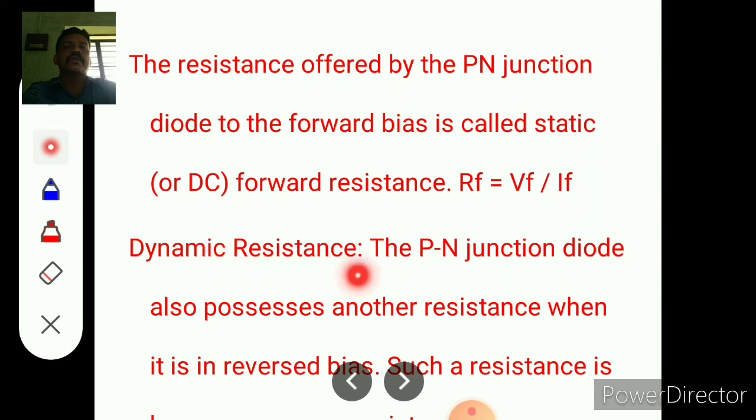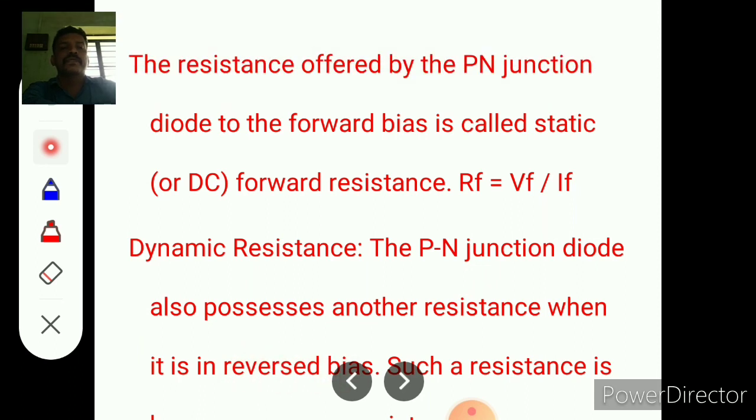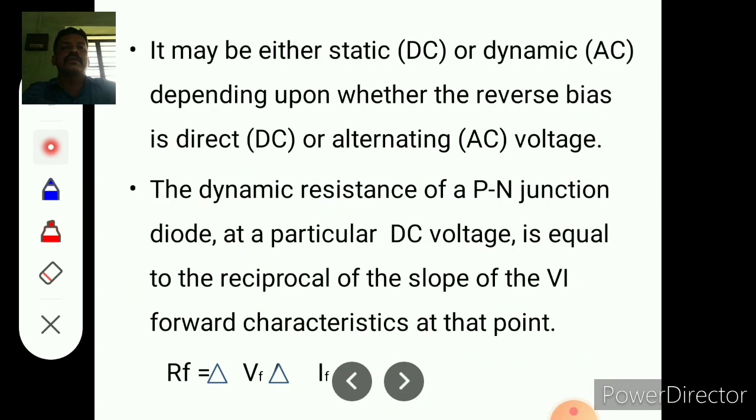Dynamic resistance. The PN junction diode also possesses another resistance. Such a resistance may be either static DC or dynamic AC depending upon whether the applied bias is direct DC or alternating AC voltage. The dynamic resistance of a PN junction diode at a particular DC voltage is equal to the reciprocal of the slope of the VI forward characteristic at that point, that is Rf equals delta Vf upon delta If.